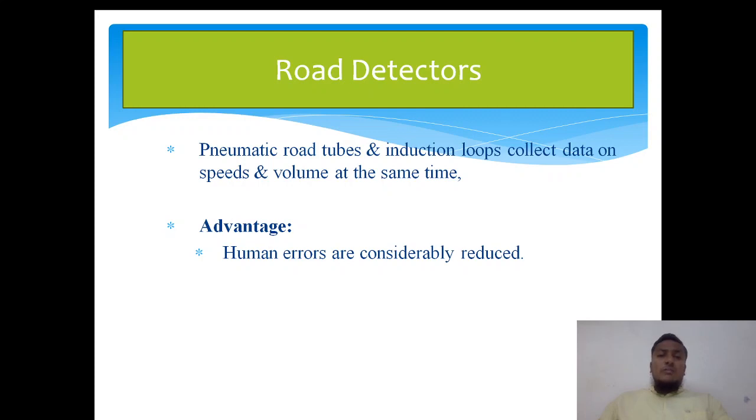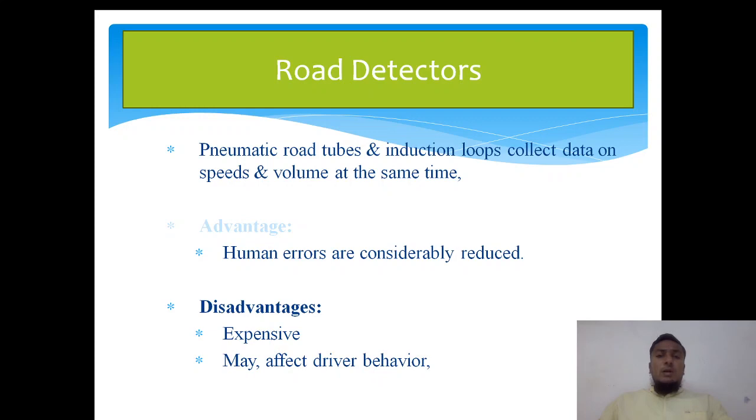What are the advantages if you are using the road detectors? Human errors are considerably reduced, because by using the automatic recorders the human errors may be reduced, because it is a machine. There are also some disadvantages. Road detectors are expensive, means they are too costly, and that may also affect the behavior of the driver.